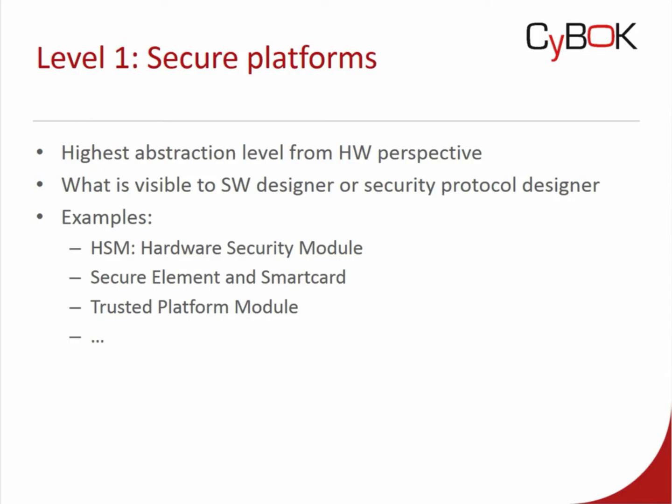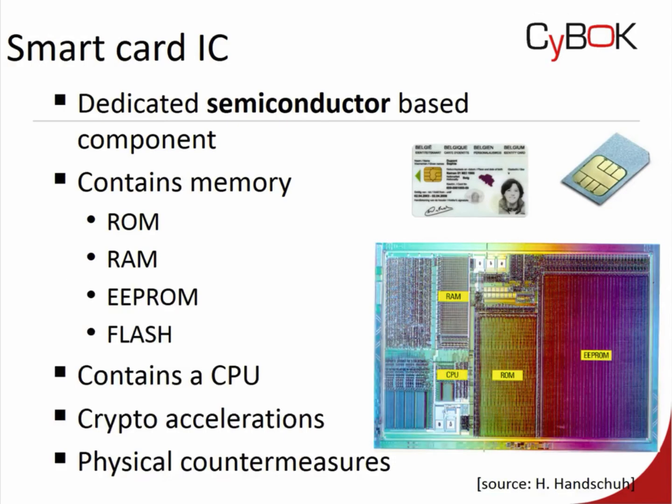Now, for hardware designers, those by themselves are very complex systems. And I show you one here, a smart card, because I have a nice picture of it. This by itself is a complicated system. As you can see, it's a dedicated semiconductor-based device component. It's used in your phone, like the SIM card of your phone, or in smart cards like identity cards, bank cards, and so on. It typically will have multiple types of memory: ROM, RAM, EEPROM, flash. It will also contain the CPU. It will have a set of crypto accelerators, and it will have lots of physical countermeasures. Now, this is a complex system to design, but for the application engineer, this will be his root of trust.